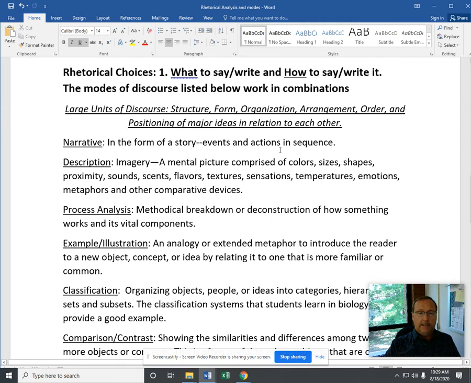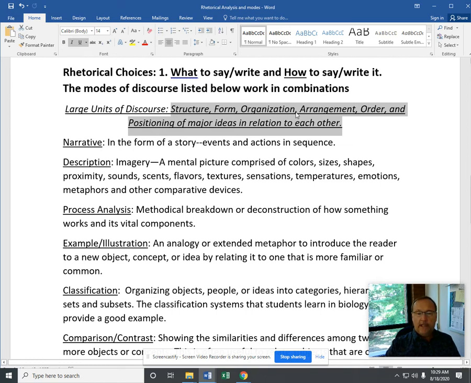And so I like to divide these up into larger units of discourse and smaller units of discourse. With the larger units of discourse, those are here: the structure, the form, the organization, the arrangement, the order, so the ordering of ideas, the positioning of major ideas in relation to each other. There's kind of a fancy word for that: juxtaposition. You may have heard that word, although a lot of people misuse that term, so I kind of hesitate to throw that out there. But how do you set ideas next to each other to achieve a particular effect?